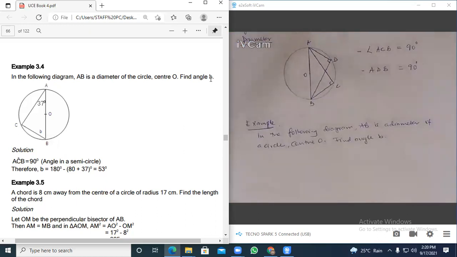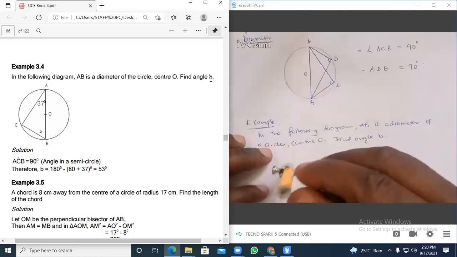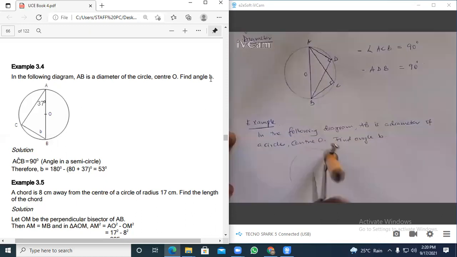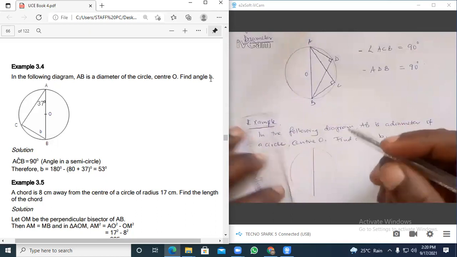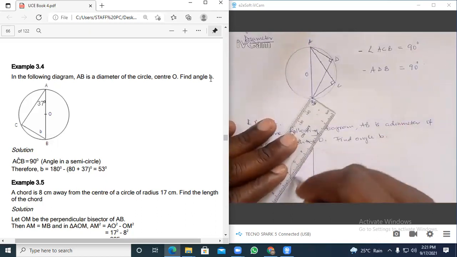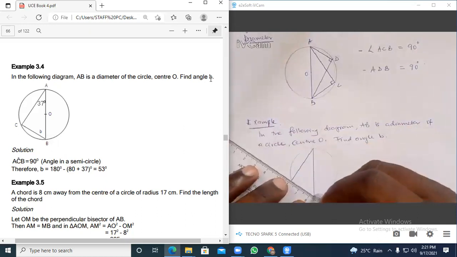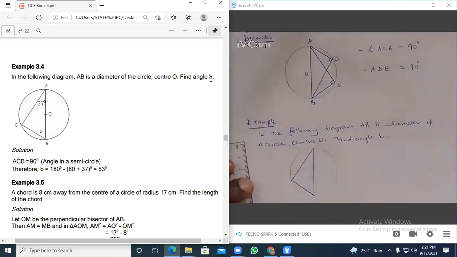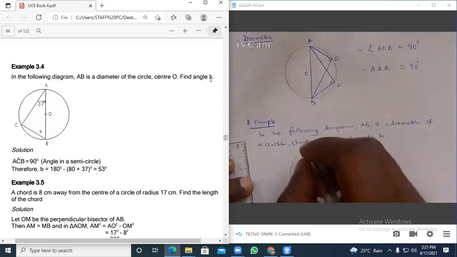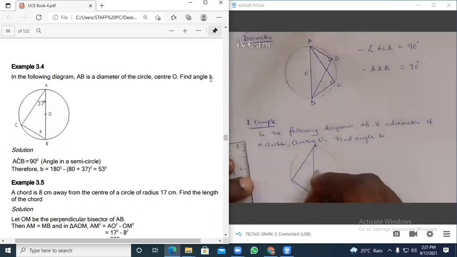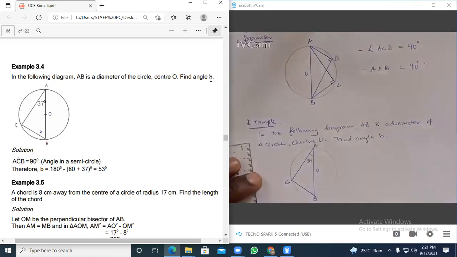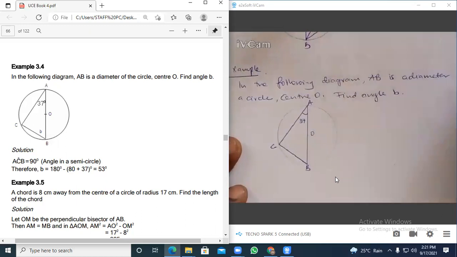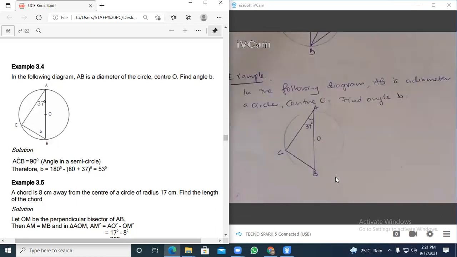So have the question drawn, have the diagram drawn, so that you know what you are seeing and what you should have in your notes. So we draw that, and we have this, and we have that. Okay, so this is A, this is B, this is O, and this is C. They have told you that this angle here is 37. Zoom in there and you see. I want you to see very well. That angle there is 37 degrees.